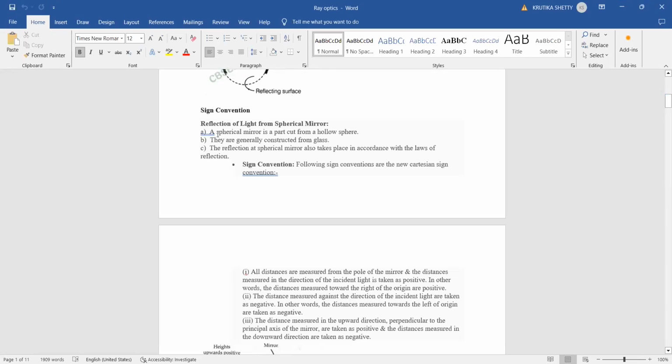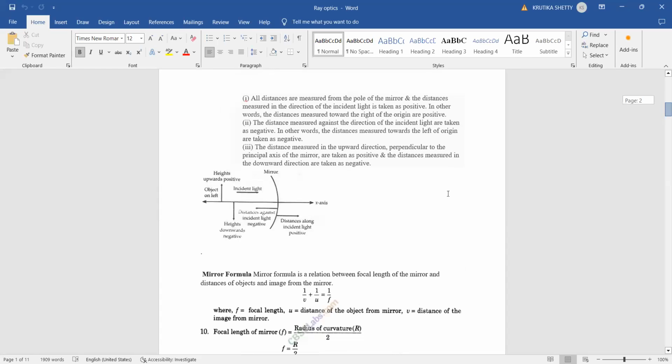Next, sign convention. So what is sign convention? The sign convention is nothing but, for the mirrors, all the measurements are made from the pole. Suppose this is, I am taking the example of the concave mirror.